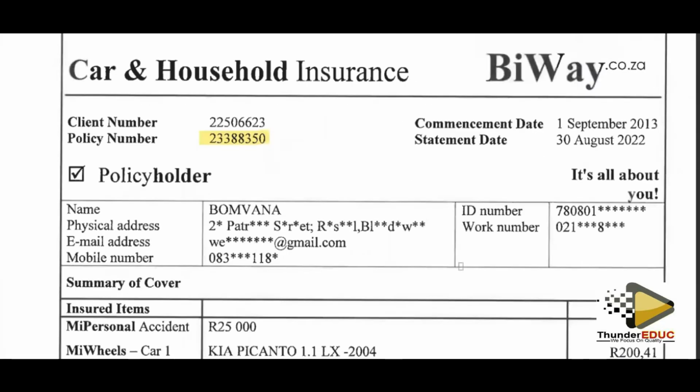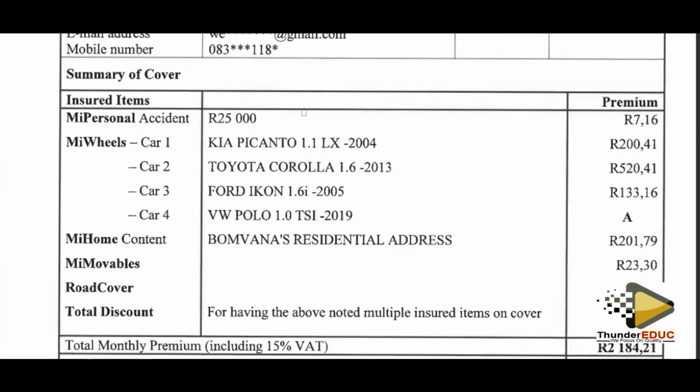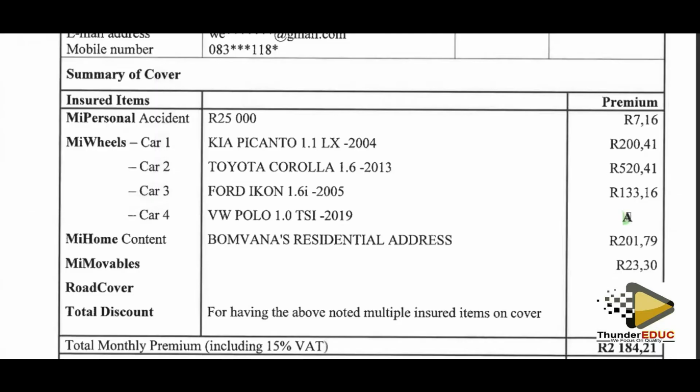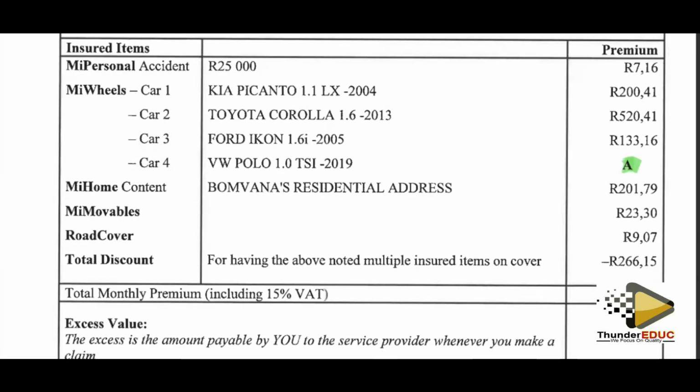When you look at the annexure very well, there's a value A that is missing. But you already have a total amount of money of 2,184 rands 21 cents. So this simply means this is the total monthly premium when you add up everything. So when they added up everything, including the A, they got this answer.